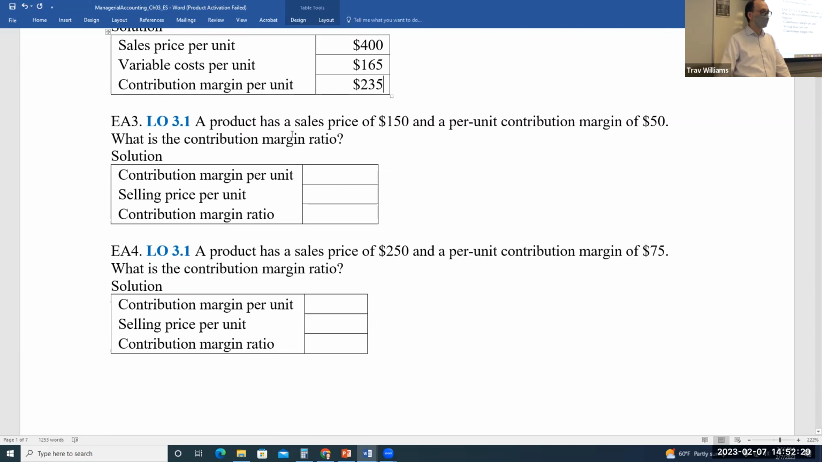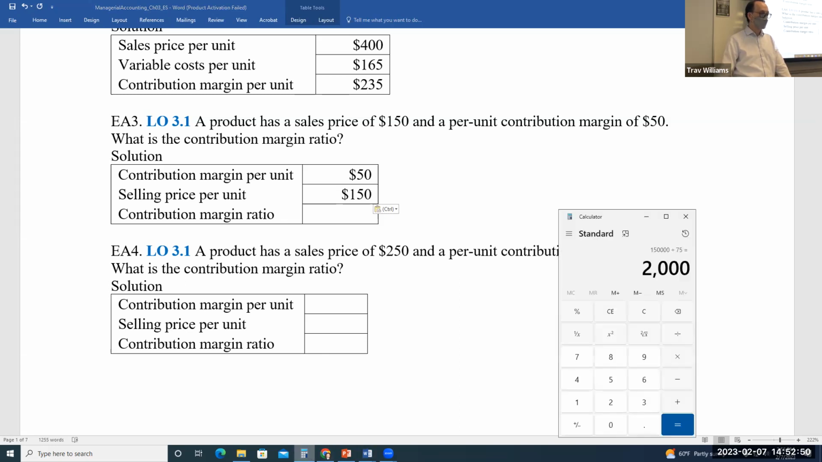And number 3, contribution margin per unit is 50. Selling price per unit is 150. So what is our contribution margin ratio? 0.33. Okay, 0.33. You take contribution margin per unit divided by sales price per unit.